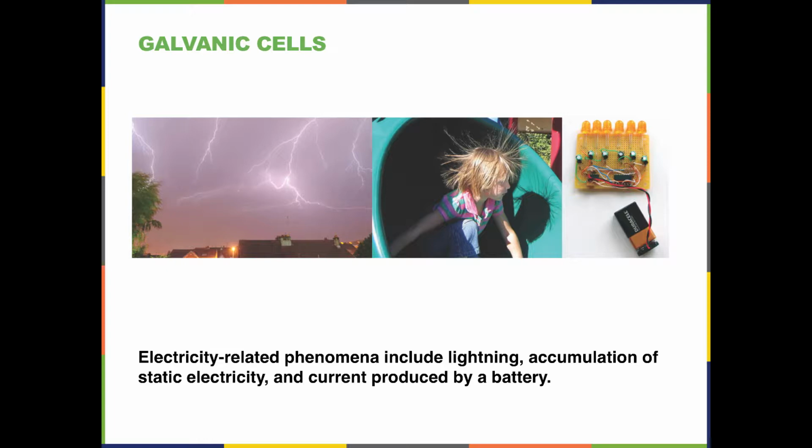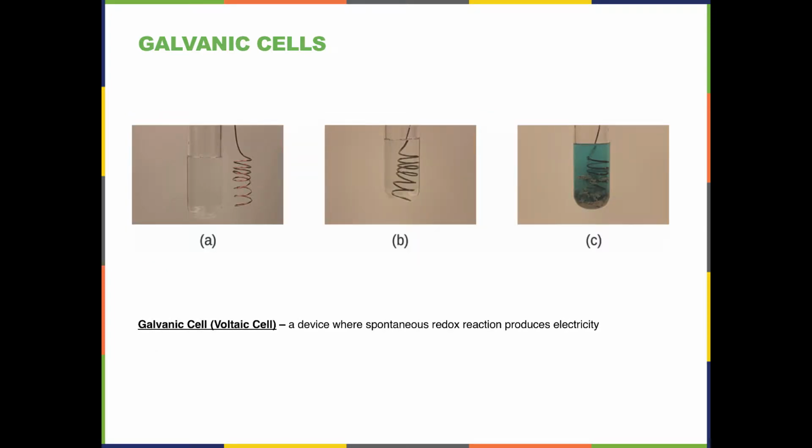Electricity-related phenomena include things like lightning, static electricity, and the current produced by a battery. A galvanic cell, or a voltaic cell, is a device where spontaneous oxidation-reduction reactions produce electricity. And that's what we're going to focus on today: galvanic cells, how they're set up, and calculating the amount of voltage that can be produced.